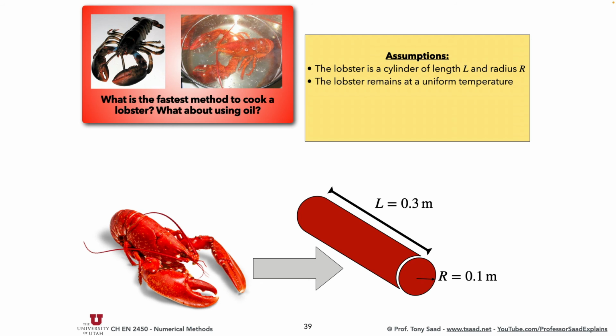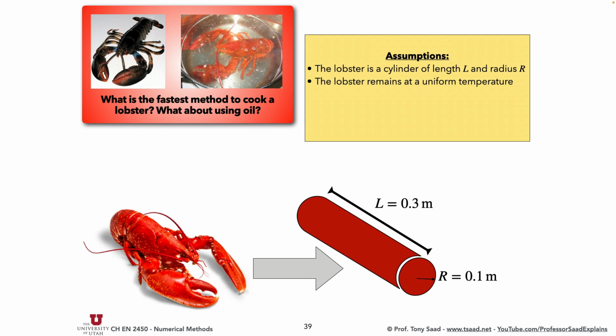And the lobster remains at a uniform temperature throughout the cooking. Why? Because I want it to be only a function of time. If I allowed the lobster to change temperature from head to tail, there would be a gradient in space. So I would have change in time and space, which becomes a partial differential equation. No, I don't want a PDE, I want an ODE. And it's a very valid assumption. The entire lobster is dipped in that same sink or source of heat, right?